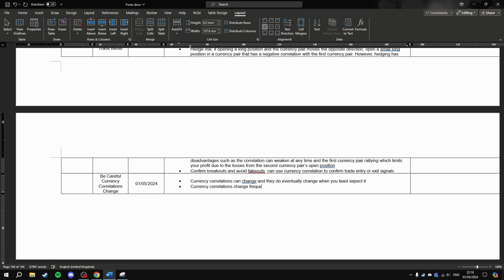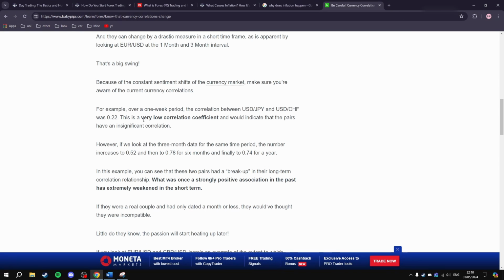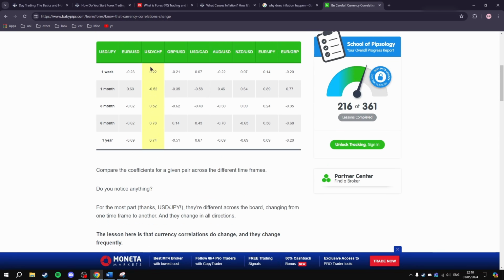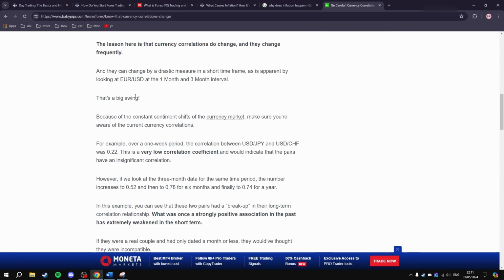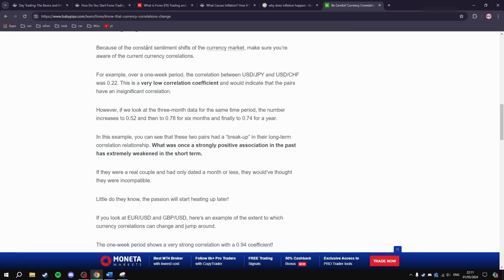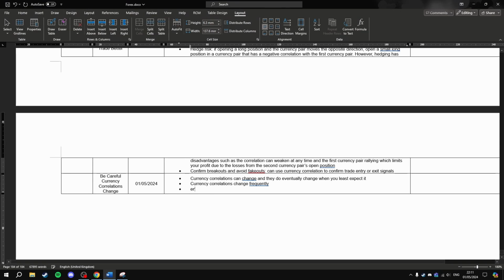They can change by a drastic measure in a short time frame, as is apparent by looking at Euro USD at the 1 month and 3 month interval. From positive to negative. That's a big swing. Because of the constant sentiment shifts of the currency market, make sure you're aware of the current currency correlations.